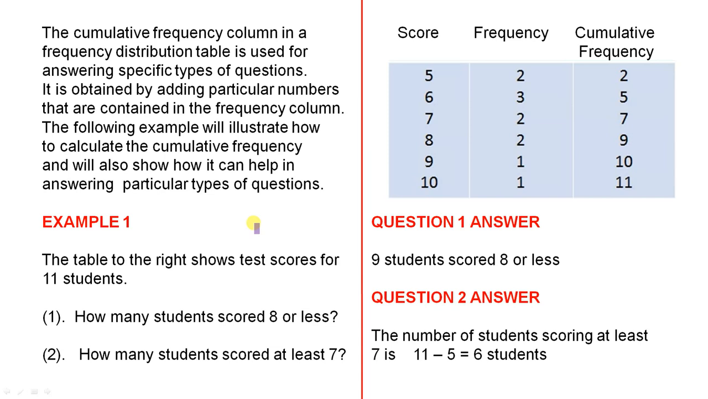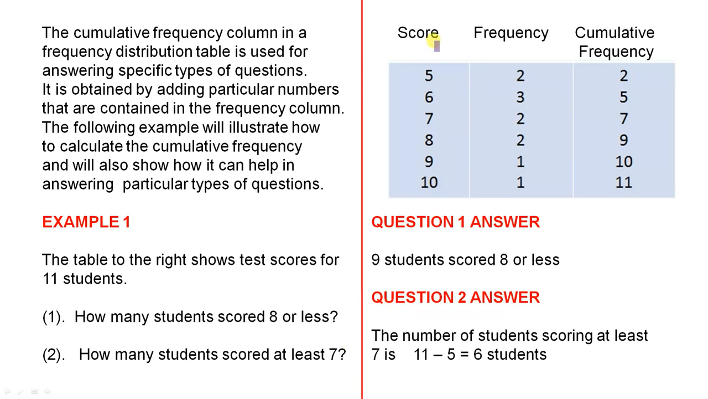So for the first example, the table to the right shows test scores for 11 students. We have to answer two questions, and I'll show you how the cumulative frequency column helps us to answer each of these questions. How many students scored 8 or less? How many students scored at least 7?